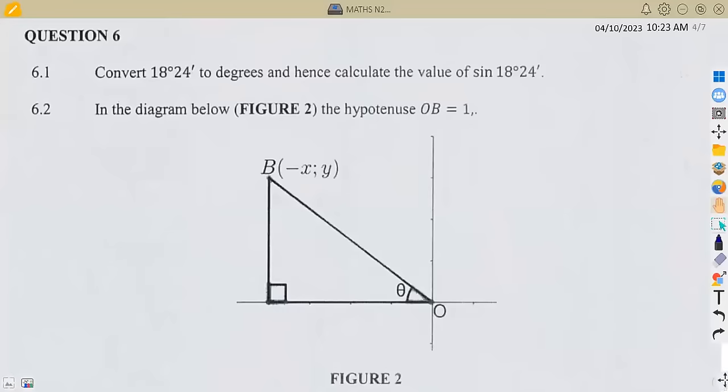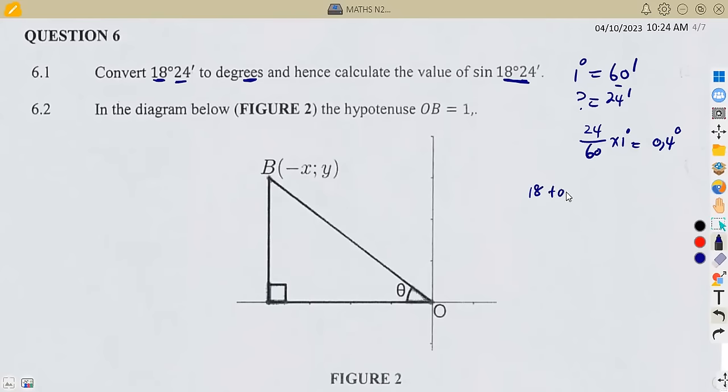On question 6.1, we are now asked to convert 18 degrees 24 minutes to degrees. Hence, calculate the value of sine 18 degrees 24 minutes. So guys, remember that a degree is equal to 60 minutes. If I'm given 24 minutes, I divide by 60, because the question is just asking for degrees only. So that's 24 over 60 times a degree, which gives us 0.4 degrees. So we add to 18 degrees, and our answer is 18 plus 0.4, which is 18.4 degrees.